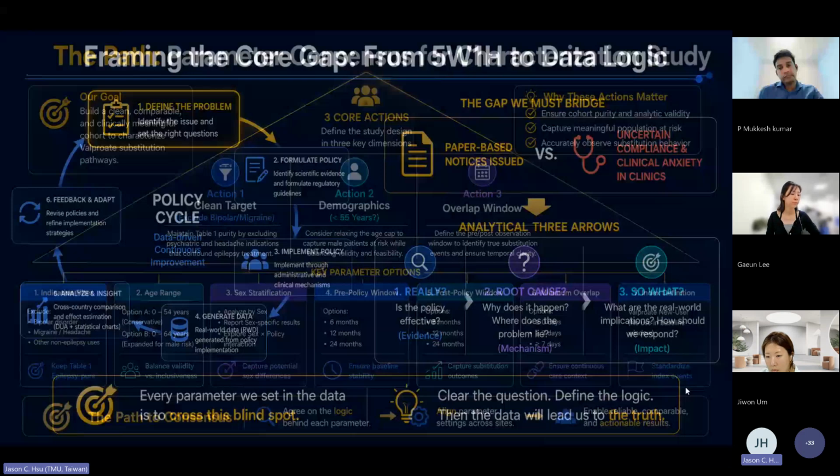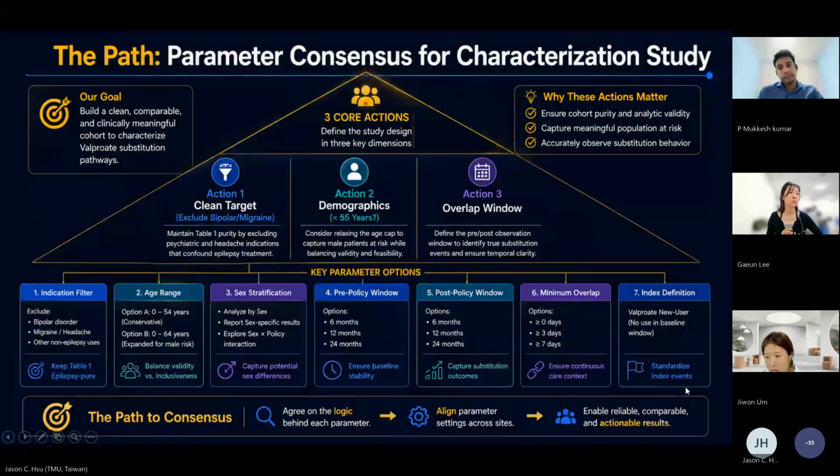And to do this cross-national APAC study successfully, we must align our study parameters, and we also need to have further discussion about some big issues. At least three issues we need to discuss later on. The first one: ensure a clean target cohort. We need to exclude psychiatric indications like bipolar disorders or migraine, to prevent confounding, and only focus on the epilepsy population, or maybe others.